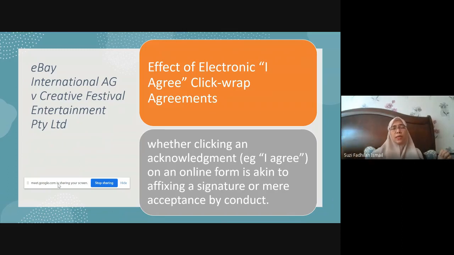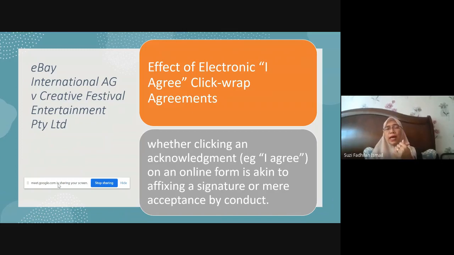is it akin to affixing a signature as if we sign the normal manual contract, the printed one, the hard copy one? Or can we equate it with acceptance by conduct? You click I agree, so you show your conduct that you agree to all the terms, and the contract was concluded. Usually it's always the issue, and most of the time it is in the affirmative.